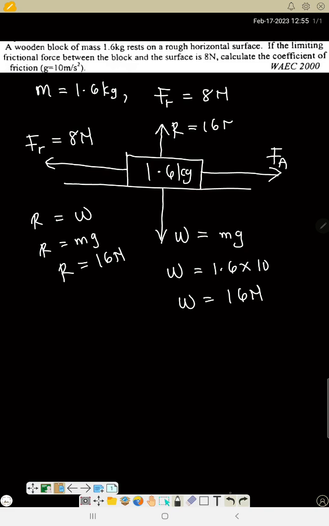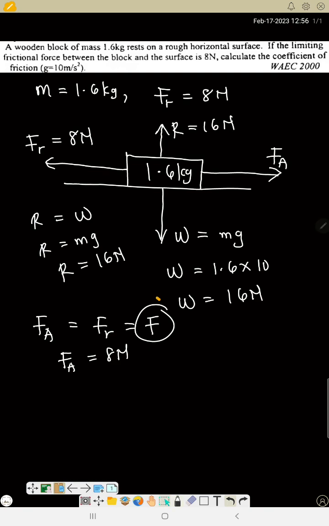And if the object does not move, it means my applied force is equal to the frictional force. But my frictional force is 8. That means the applied force is also 8. And the two together, Fa equals Fr, we can just say is equal to F. But they are not the same; they are only equal if the object does not move.